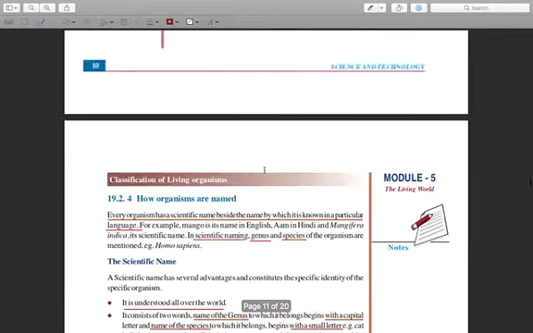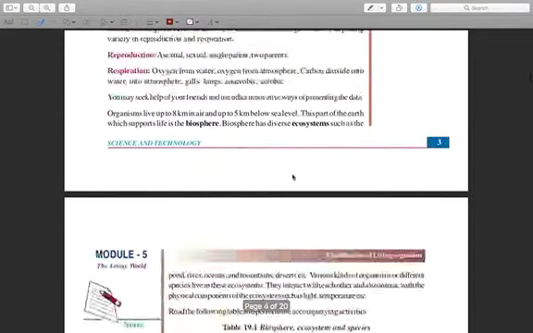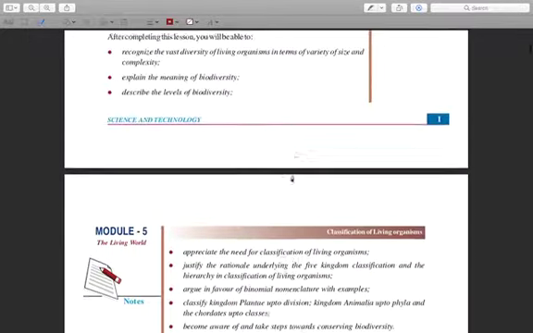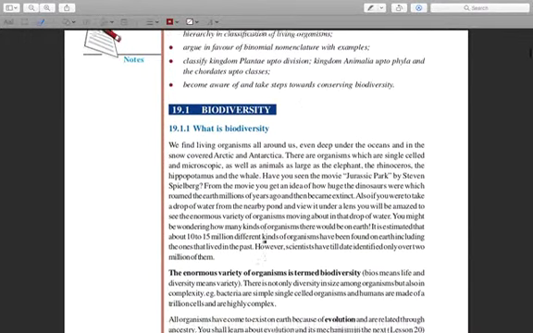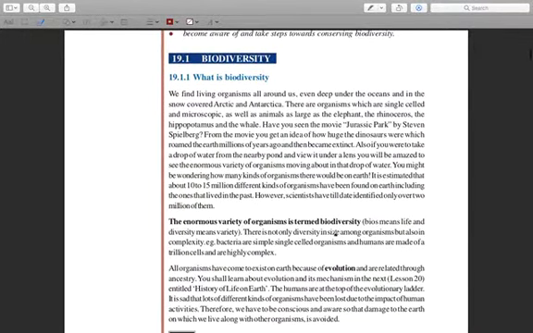So you go through the lesson and see the topics. So here is biodiversity, and you read and mark down the appropriate answer. For example, here: the enormous variety of organisms is termed biodiversity. Bios means life and diversity means variety. Okay, you mark it down and mark here as one, I mean question number one.